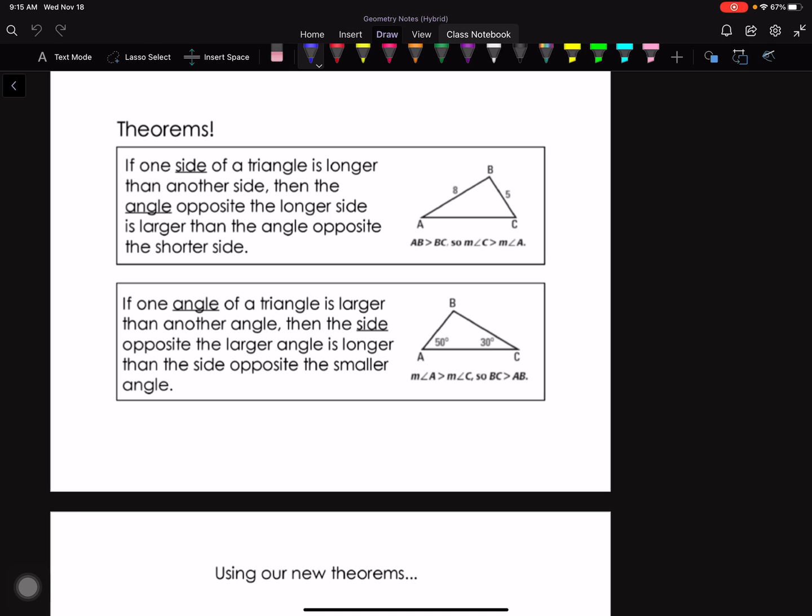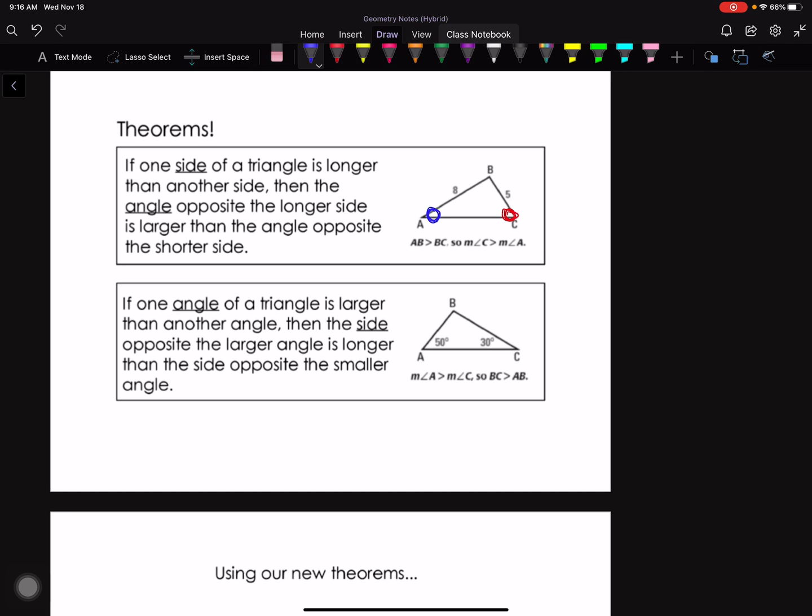So let's talk about now triangle inequalities, and how can we tell if we have proper lengths to make a triangle. So here's a couple theorems for you, of course. If one side of a triangle is longer than another side, then the angle opposite the longer side is larger than the angle opposite the shorter side. So because AB is greater than BC, that means the angle opposite of AB, so that's this angle down here, has to be greater than this angle down here. And again, of course, the side length is going to kind of stretch that angle out, make it a little bit wider.